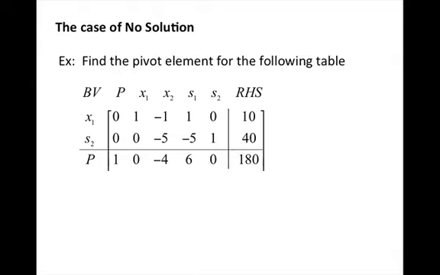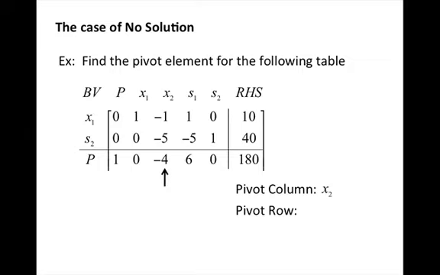Now let's look at an example of the case of no solution. Let's find the pivot element for the following table. I always begin with my pivot column. The only negative value I have in the last row is the negative 4. That's in the x sub 2 column, so my pivot column is x sub 2.